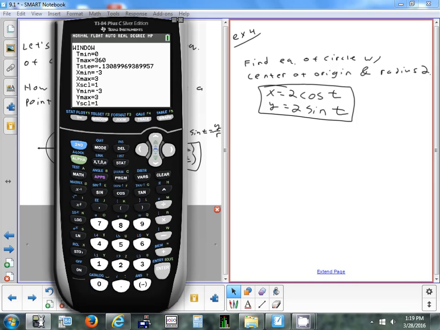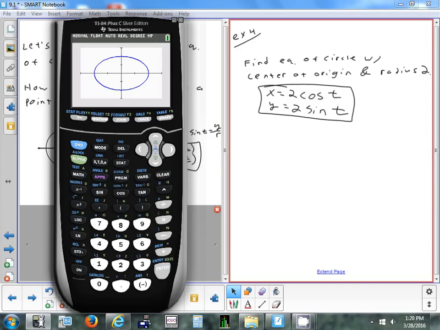Okay, and leave t-step at, actually, you know what? Let's set t-step at 5. I'm going to show you what that does right now. I'm just going to hit graph first, and then we'll talk about the t-step. And there's your picture. Again, radius is 2. Just count the tick marks. It looks off because the screen is wider than it is tall.